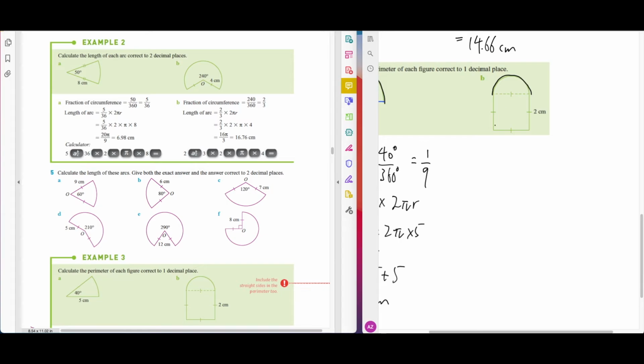So because it's a semicircle, then we can say proportion is equal to what? Proportion is equal to a half, because it's half a circle. So then the length of the arc is going to be half times 2 pi r.